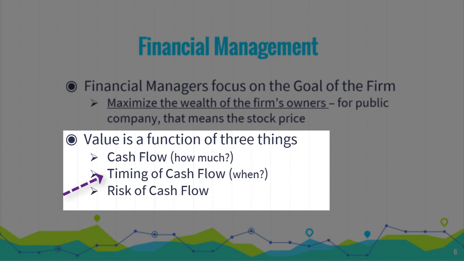The second driver of value is the timing of those cash flows. Everything else being equal, cash flows received sooner are worth more than those received later. We will spend a fair amount of time in the course looking at the notion of the time value of money and how that relates to financial management. The third driver of value is the risk associated with the cash flows. The higher the risk associated with the cash flows, the less valuable those cash flows are.